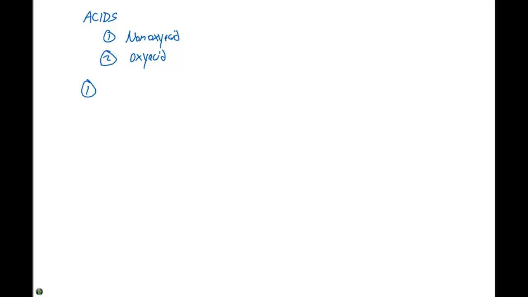So first case is our non-oxy acid. In the non-oxy acid, the IDE suffix is replaced with IC. So when we look at these acids, and remember that acids typically start with a hydrogen, so we're going to name them as hydro, then the name, depending on what acid, we're going to have something else in there with an ic acid.